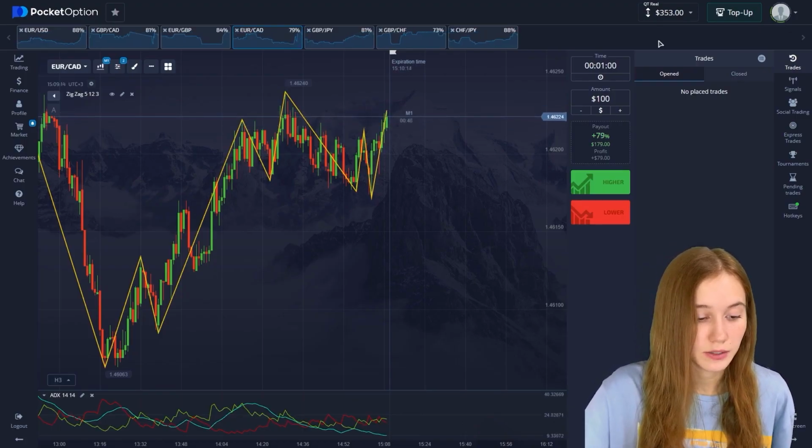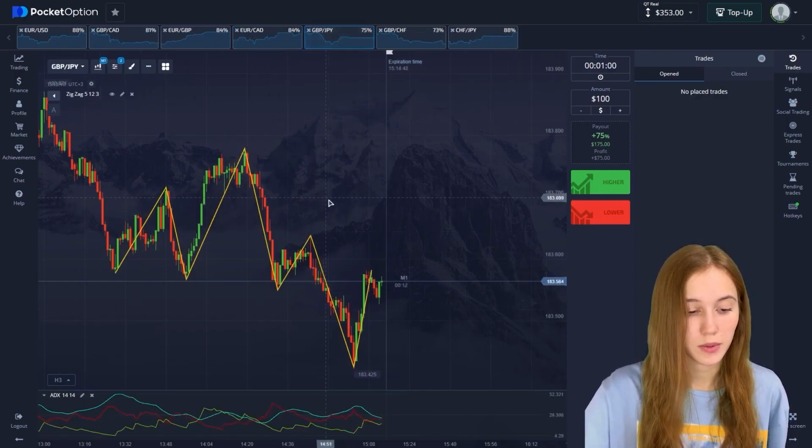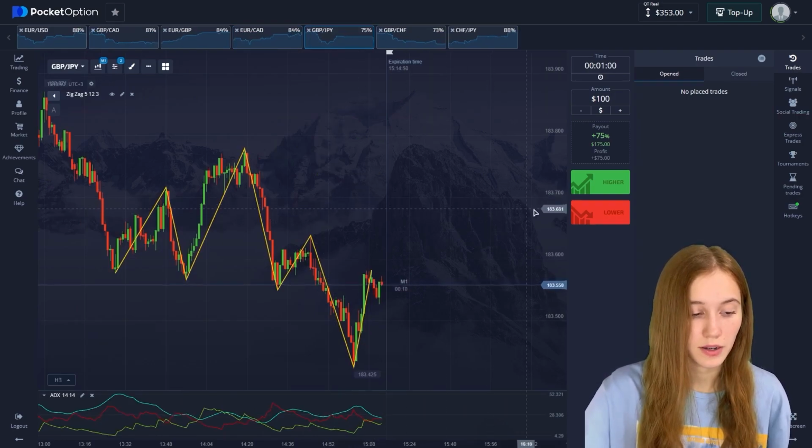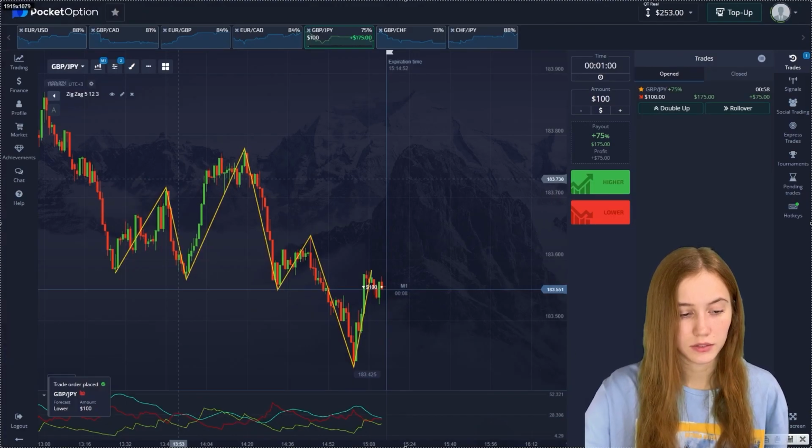And let's move on to the next concept. So now we are ready for the next concept. We will open down. We see the chart going down.